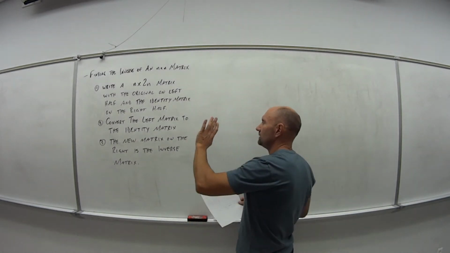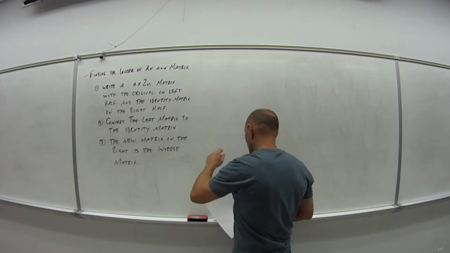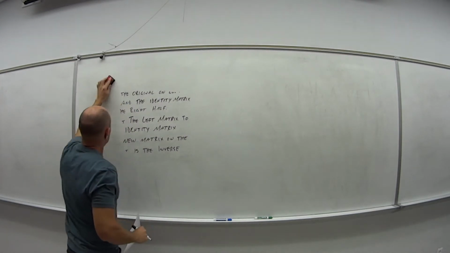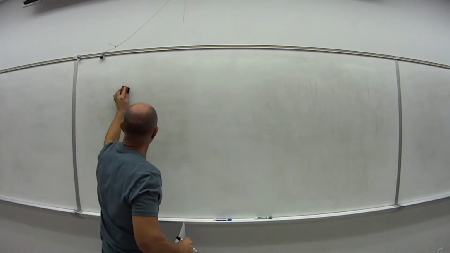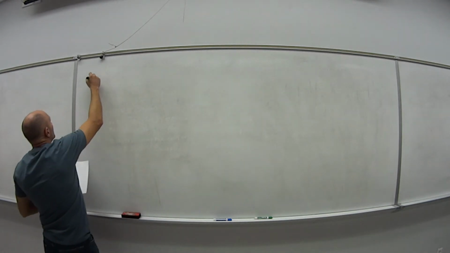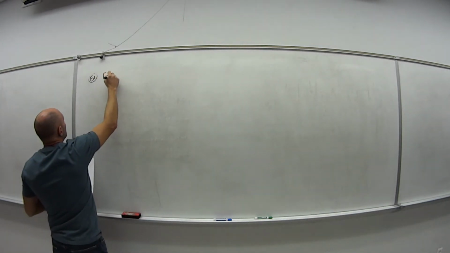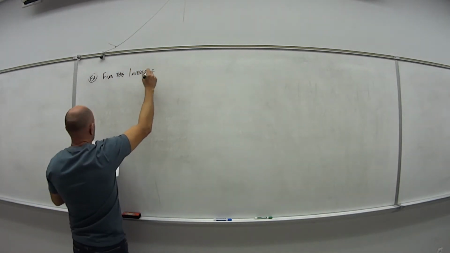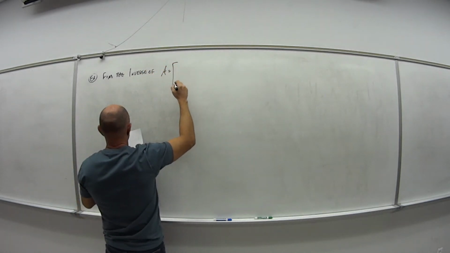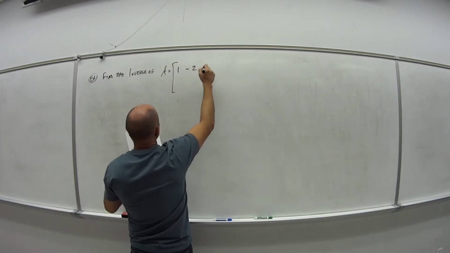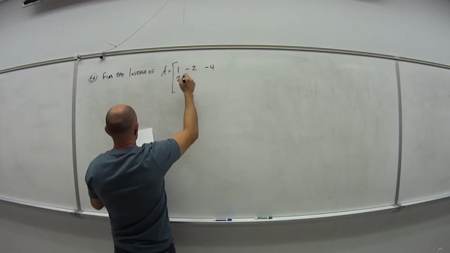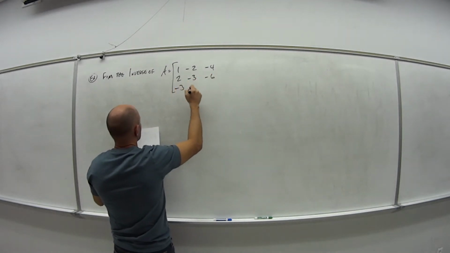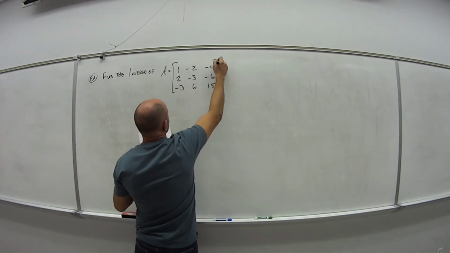So actually, I'm going to erase this so that I have the whole board to use. Just want to make sure we have the space so I'm not starting on the right and ending up over on the left here. So as in our example, let's find the inverse of the following. A, which is 1, -2, -4, 2, -3, -6, -3, 6, 15.